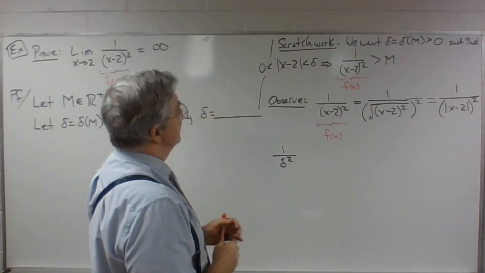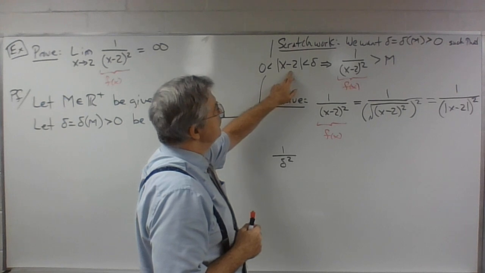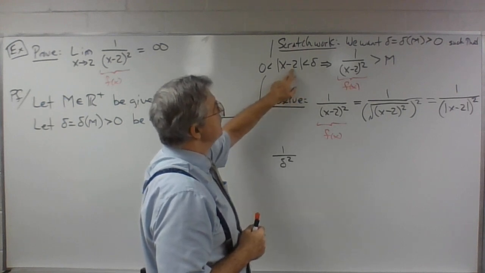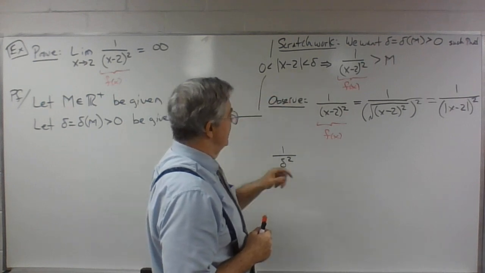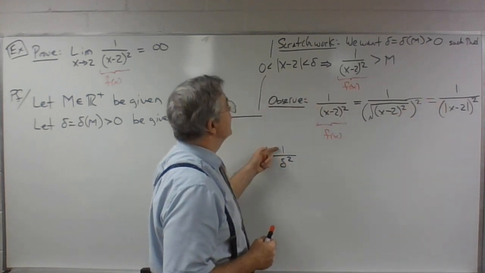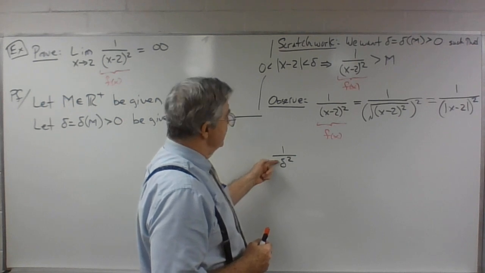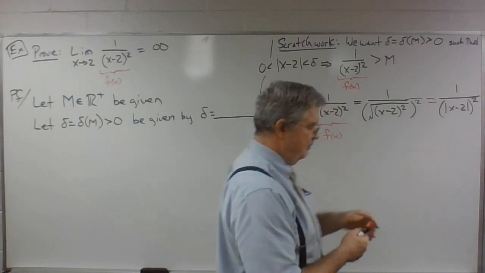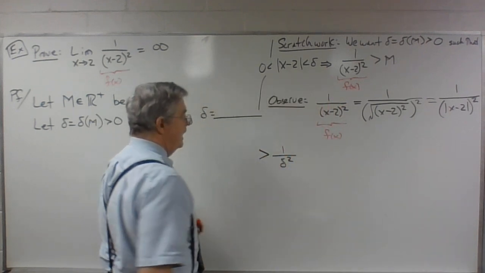And let's reason on this. Absolute value of x minus 2 is less than delta. So absolute value of x minus 2 squared is less than delta squared. The numerators are the same. They're both 1. This has the larger denominator. So this expression is going to be smaller than that expression. So my inequality will go that way.